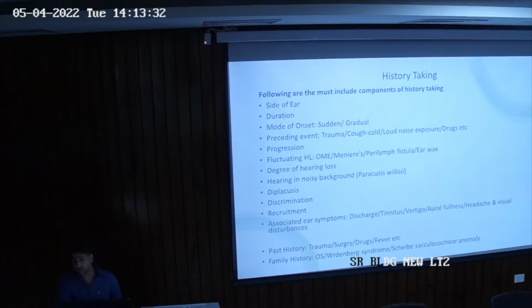The duration, since when? The mode of onset, whether it is sudden or gradual. Any preceding event like trauma, cough, cold, loud noise, drugs. The progression. Fluctuating hearing loss, the causes are otitis media with effusion, perilymph fistula, Meniere's disease, earwax. Degree of hearing loss, we will see in the investigation part. Hearing better in a noisy background, that is known as paracusis willisii, diagnostic of otosclerosis.